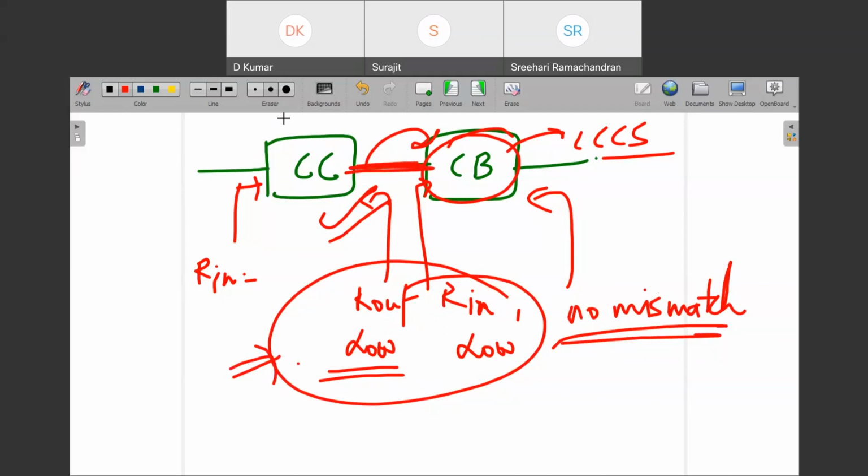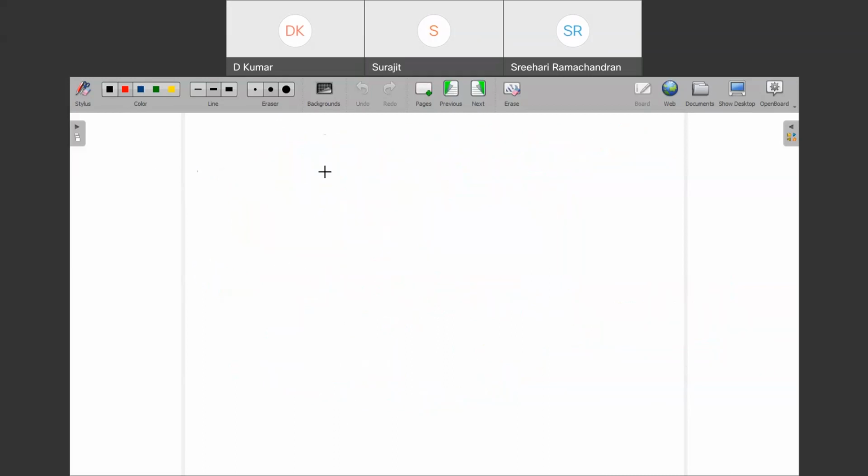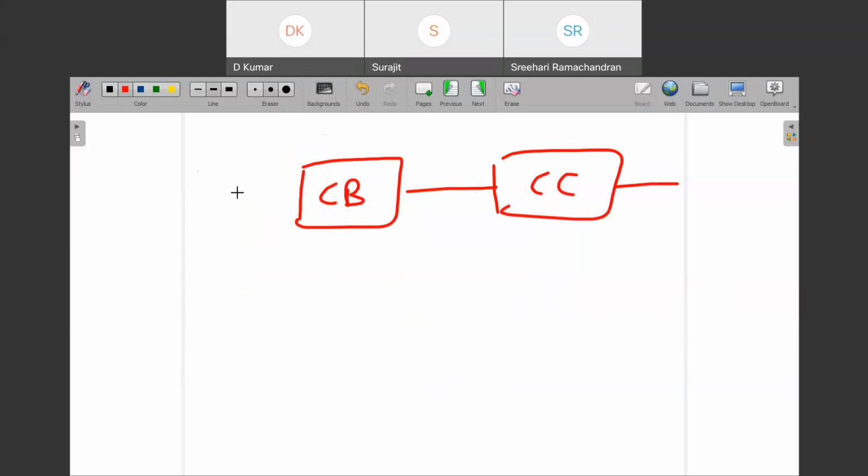Let me connect one mismatching condition. Suppose there is a CB here, and there is a CC here. Now you see.